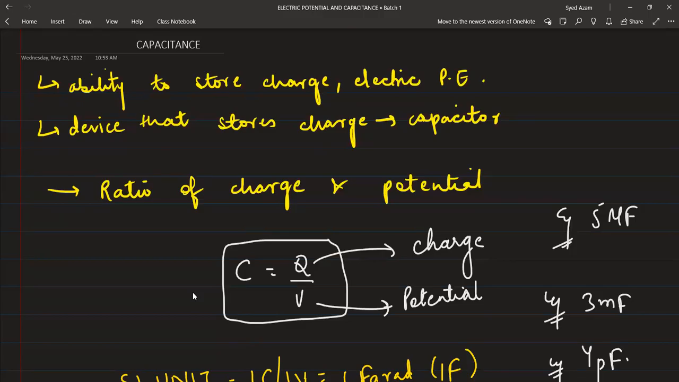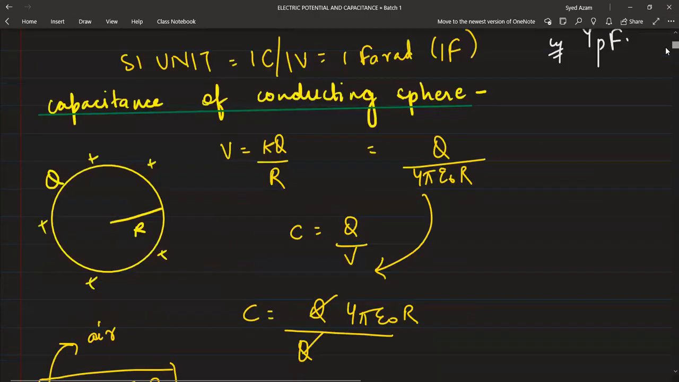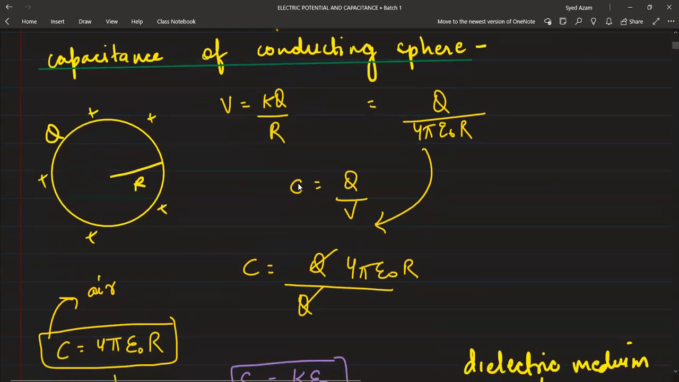And the SI unit of it is farad. So you use it like 3 millifarads, 4 picofarads, like this. We often use it. Now, capacitance of a conducting sphere. You know V is equal to KQ by R, and capacitance is Q by V. So when you take the ratio, you will be left with just R by K.